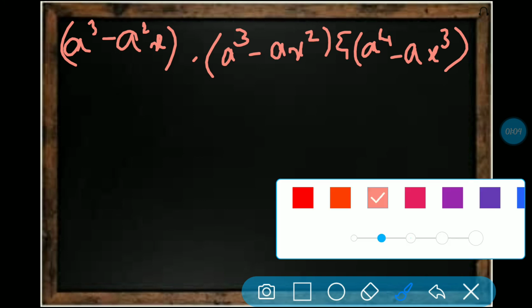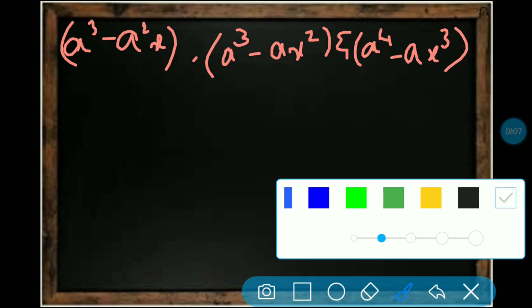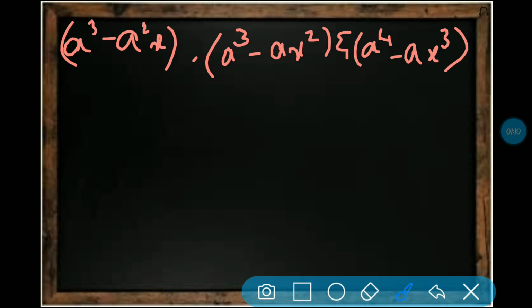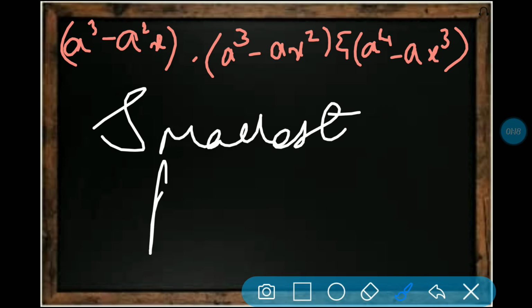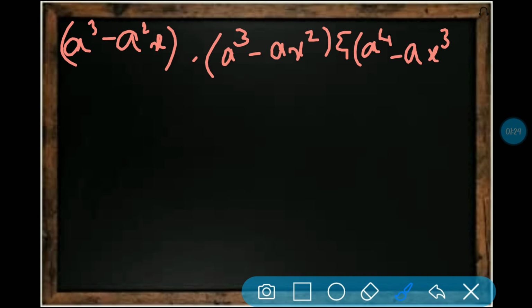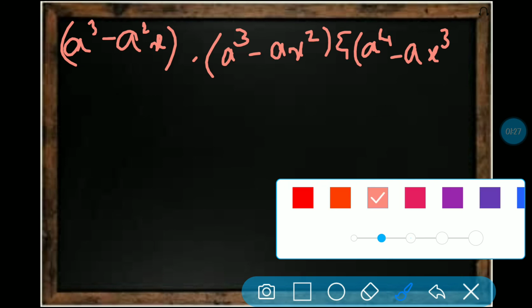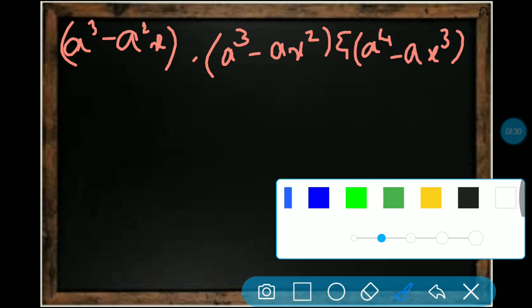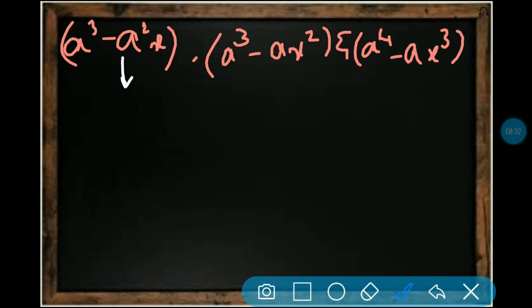So this is the given data in the question. That means three polynomials are given, right? First we have to bring out the common factors. We look at the smallest power, and that one we will take as common. First we will see this one, a cube minus a square x. Here a square is the smallest one, then a cube. So we will take a square as common first.